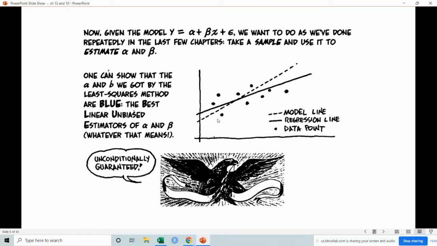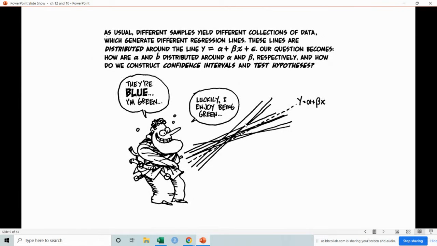So we have our model line, we have the regression line that we fit to the data, and then we want to find that best line. But as usual, different samples yield different collections of data, which generate different regression lines. These lines are distributed around the line y equals alpha plus beta x plus the error term. Our question becomes, how are A and B, what we estimate for alpha and beta respectively, distributed, and how do we construct confidence intervals and test hypotheses?